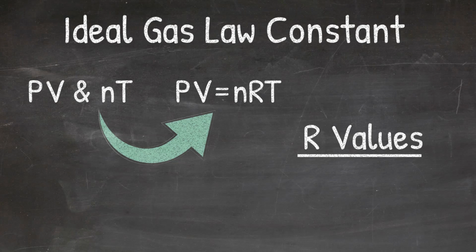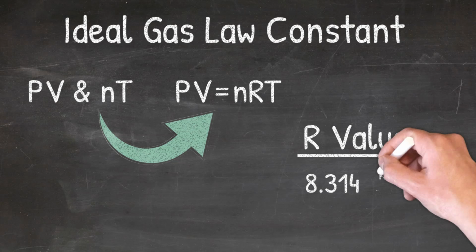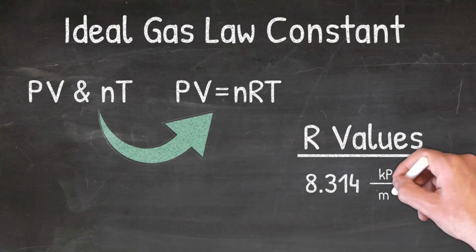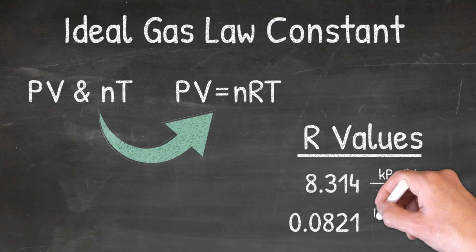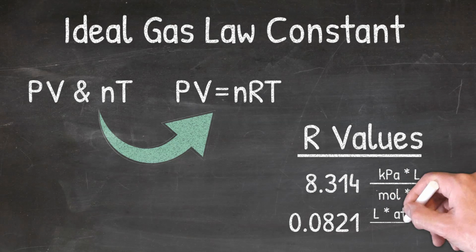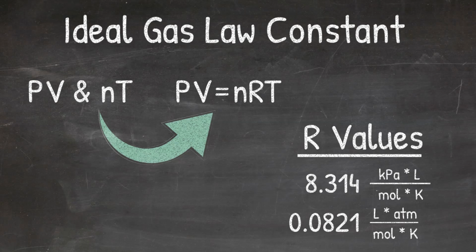So you might be thinking, well, what number do we use for R? And that answer is, it depends. There are different R values we can use, and this depends on the units that you are using when solving for pressure, volume, and temperature. The two main values we use, or the ones that are more common, are 8.314 kilopascals times liters divided by moles times Kelvin, or 0.0821 liters times atm divided by moles times Kelvin.